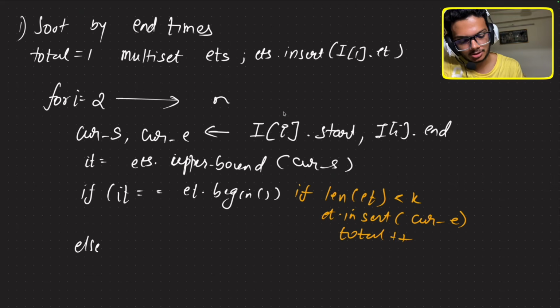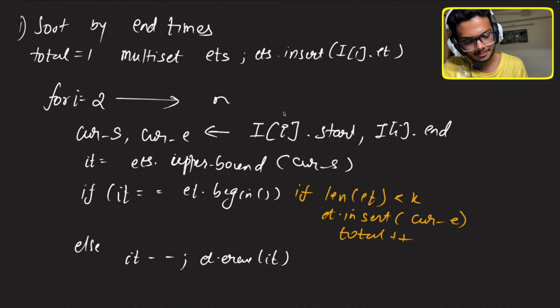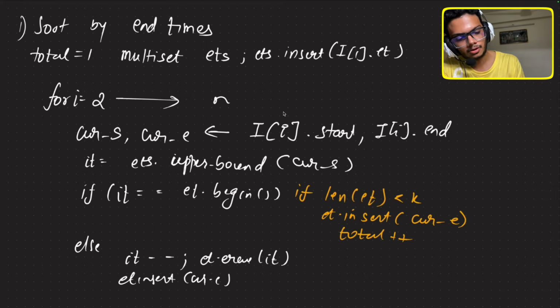Else, if it is not equal to begin, then there is definitely a person who is free. So do it minus minus, which will correspond to the closest end time, the person whose movie ends closest to this one. Then you do ets dot erase of it and ets dot insert current end time, and importantly total plus plus as well, because a movie will be watched here too. And that's that. After that you just print the total at the end. That wraps up the pseudocode.